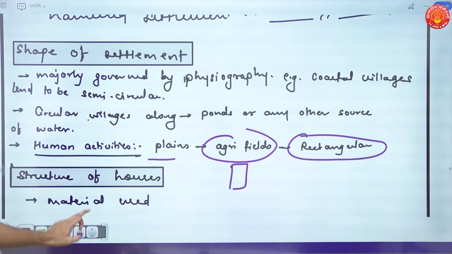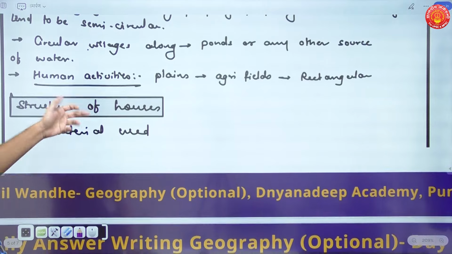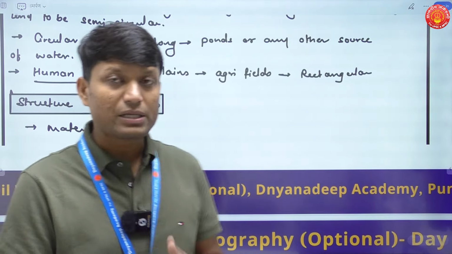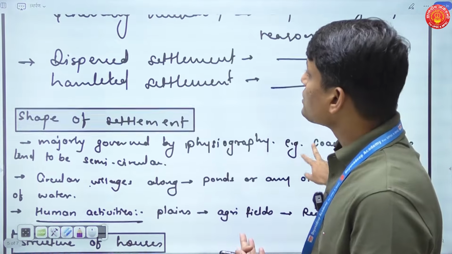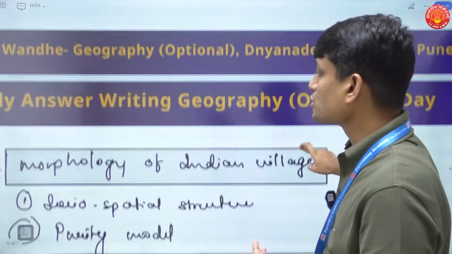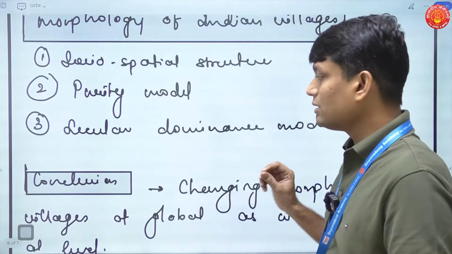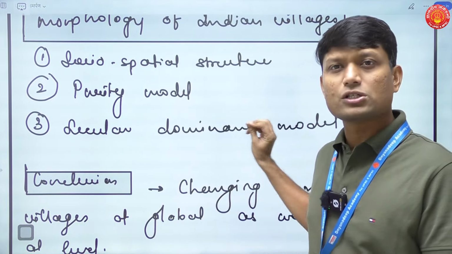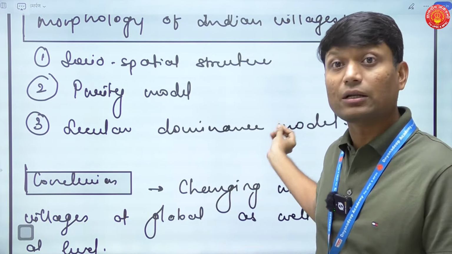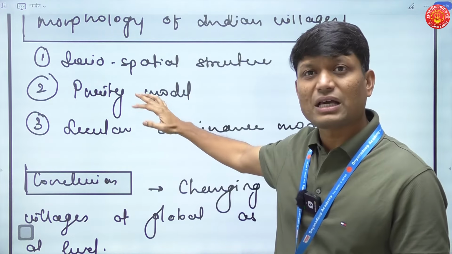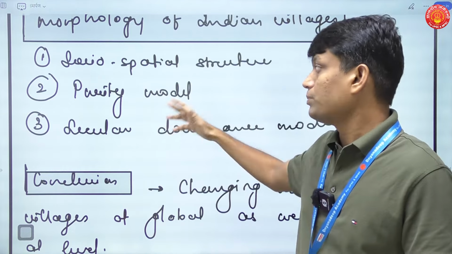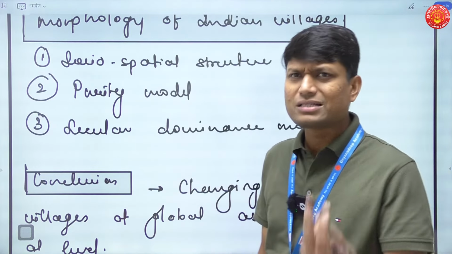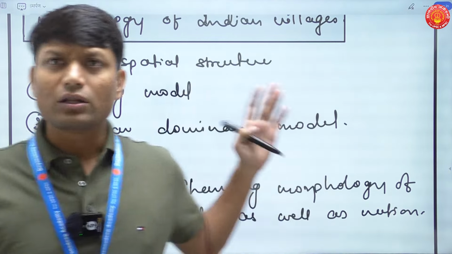So you can keep talking about whatever material we use in rural settlements and what kind of houses we build in rural settlements. That is how I would construct the answer for this question. Further, I will say something about the morphological character of Indian rural settlement. In morphological character, we have three models: socio-spatial structure, purity model, and secular dominance model. Just spend one or two lines on this part.